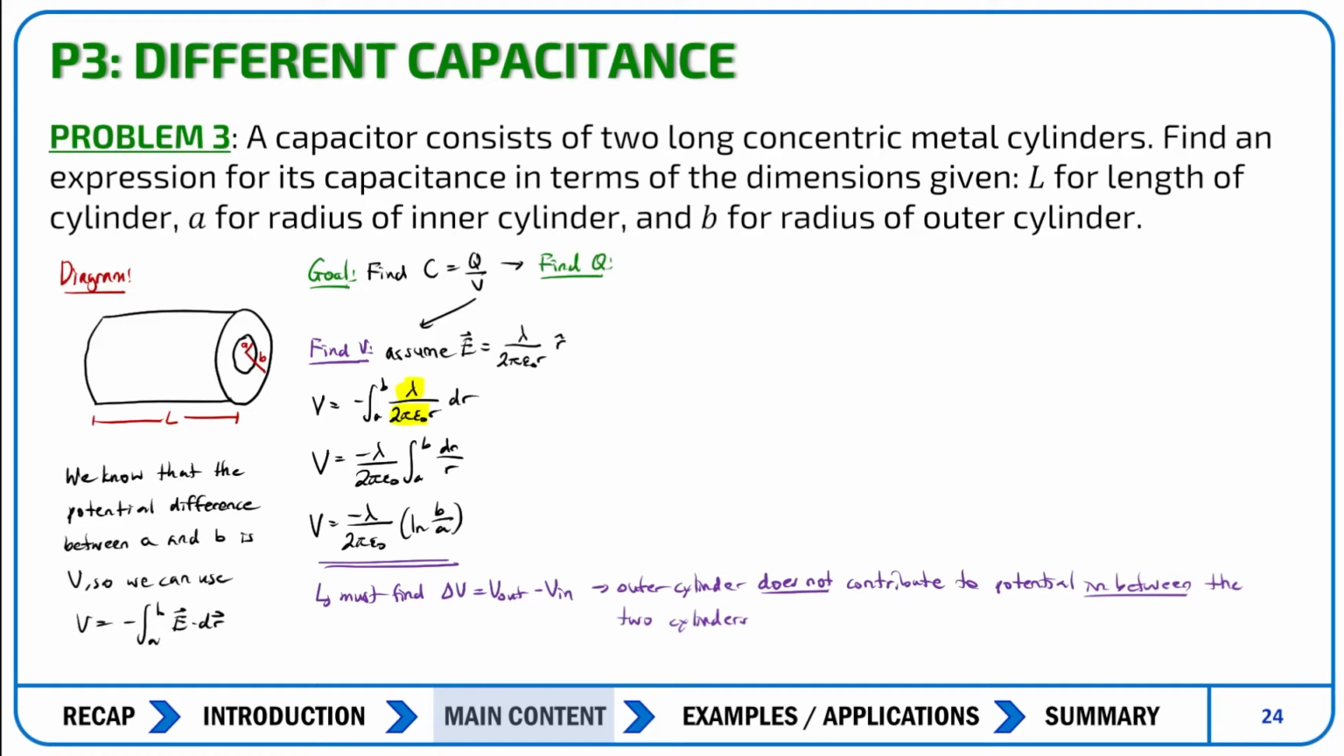So that means we simply have V out equals 0. So that means your delta V would be equal to negative of the V that we just created, because this is V in. So that would be lambda over 2 pi epsilon naught ln of B over A. So that's our equation for V. Now we have to figure out what Q is. And because we know there is a charge density lambda given here, we know Q is going to be equal to lambda times some sort of length L.